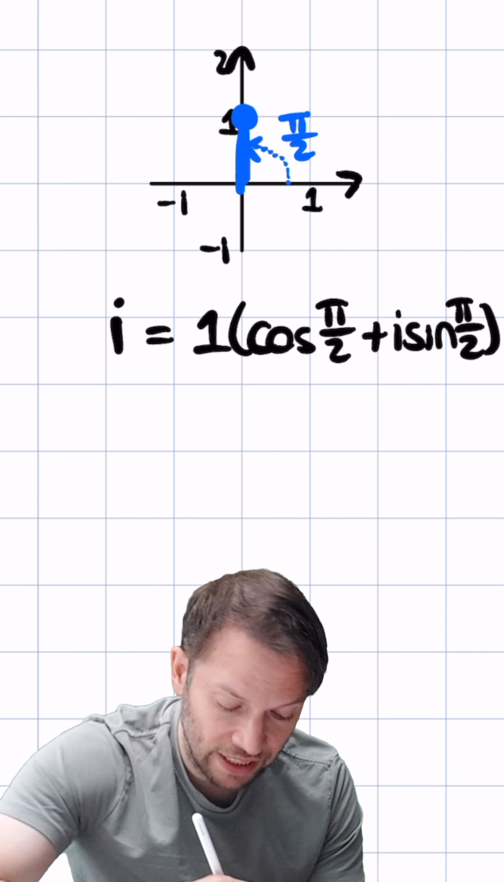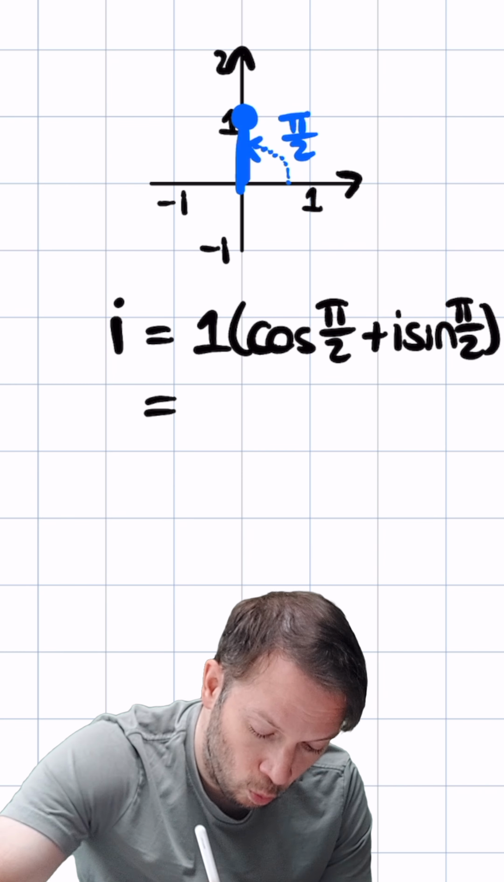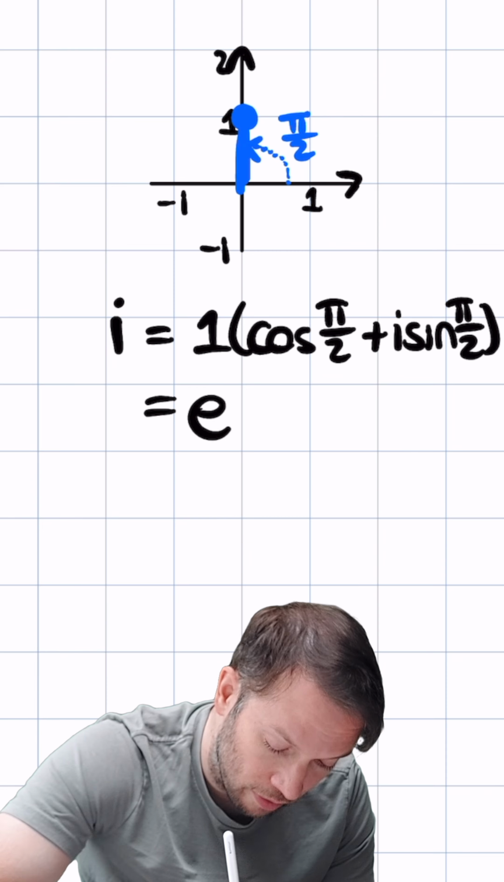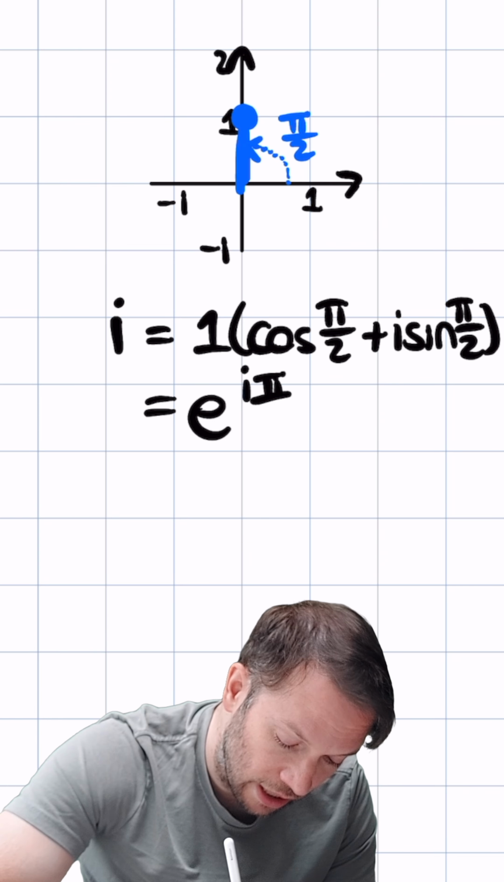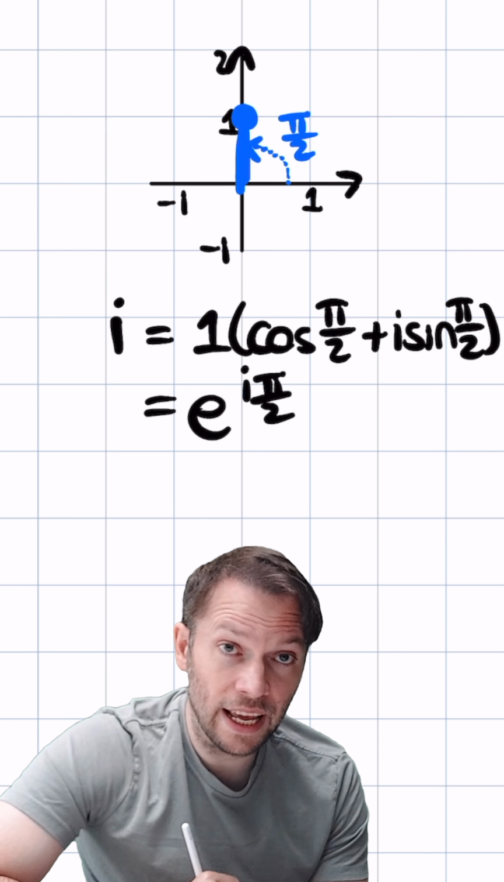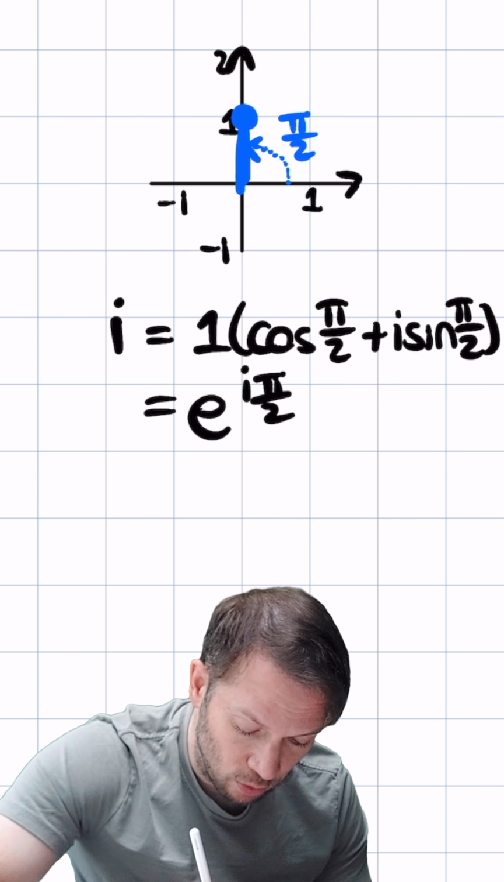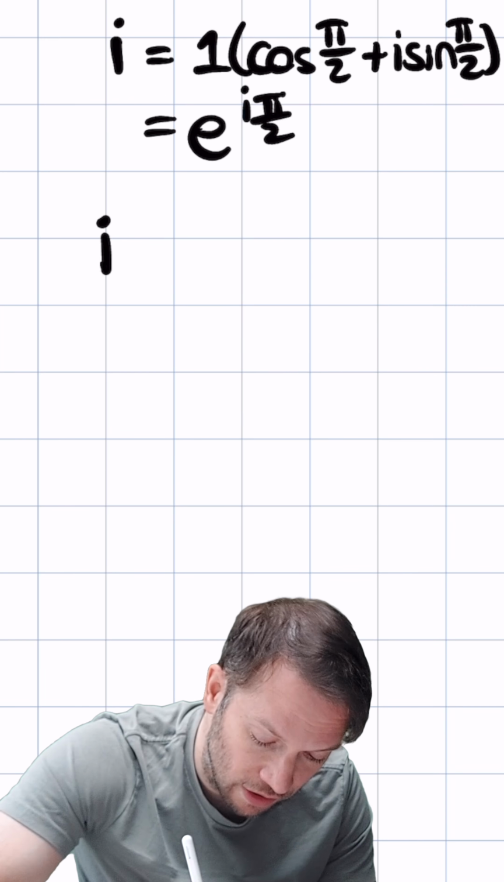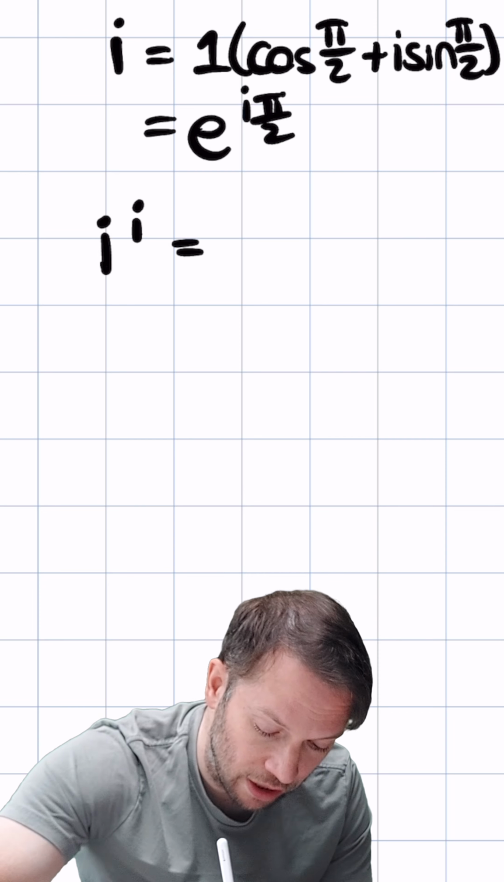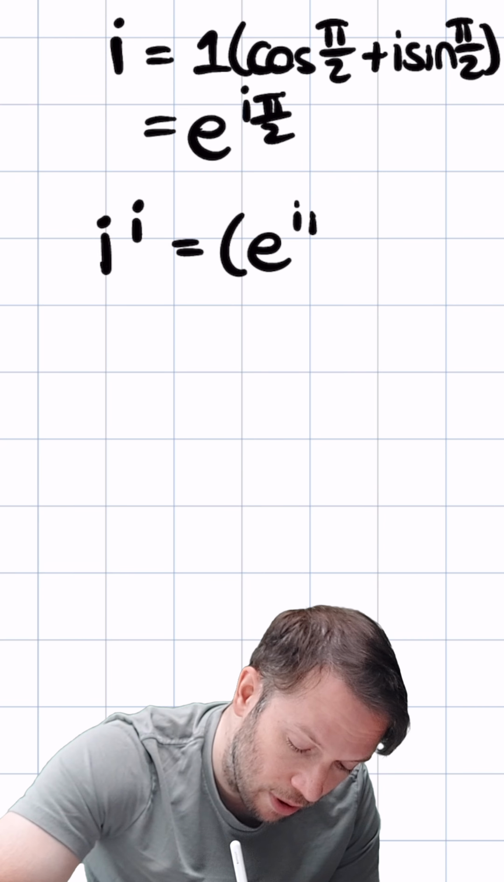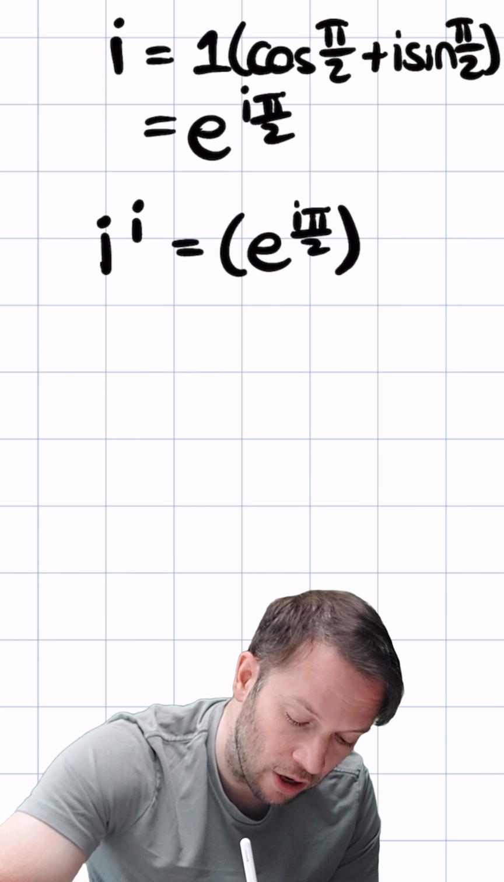But we could also write an exponential form. That would be 1 times e to the power of i times pi over 2, like that. So that's i in exponential form. Now we want to work out the value of i to the power of i. So that means we could write (e^(i pi/2)) to the power of i.